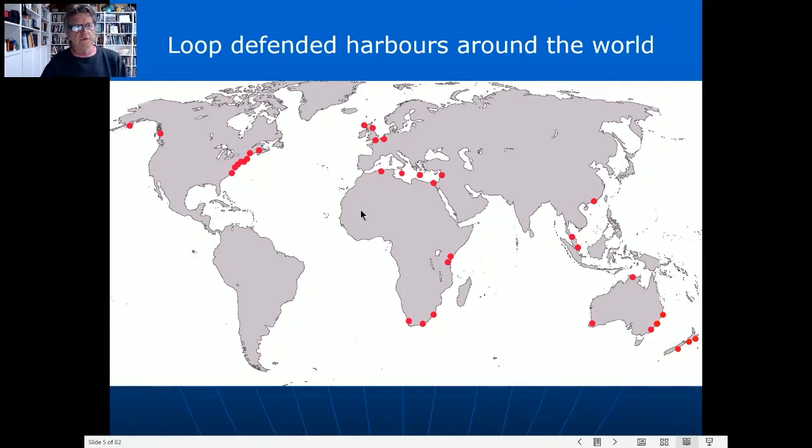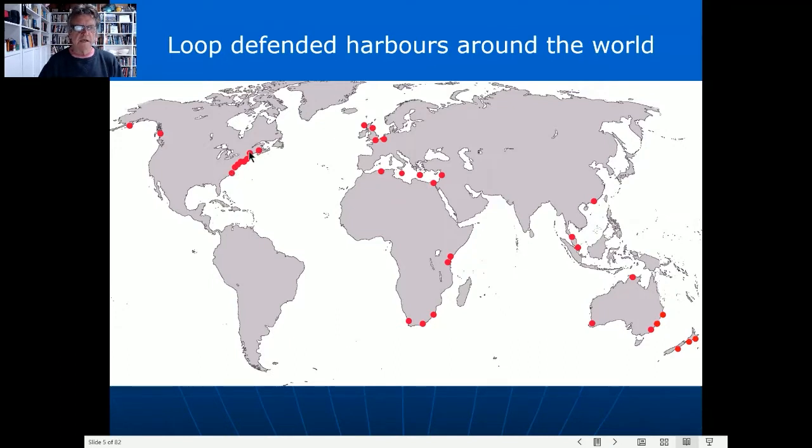What I've got on the screen are some of the harbours that were defended around the world with loops in World War II. We can start right up here. This is in Alaska. You can see up there, this is Woody Island near Kodiak in Alaska. Coming down, Prince Rupert over here, and then on the eastern coast of the USA, you're going from Canada. That's St. John, the first one up there, and then you've got all of these. There's a whole bunch of them.